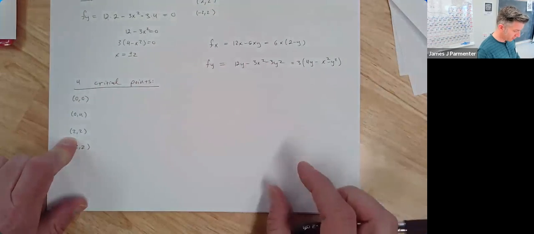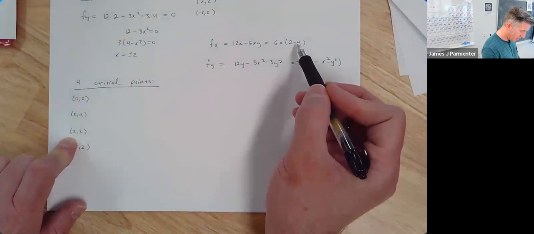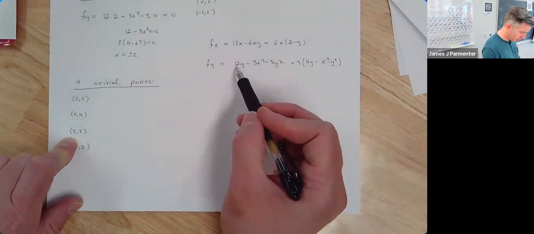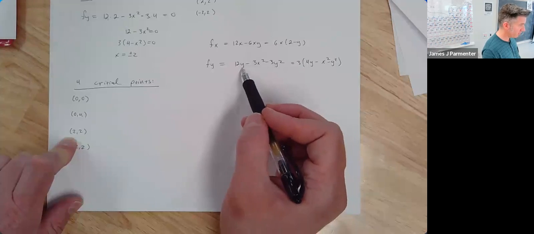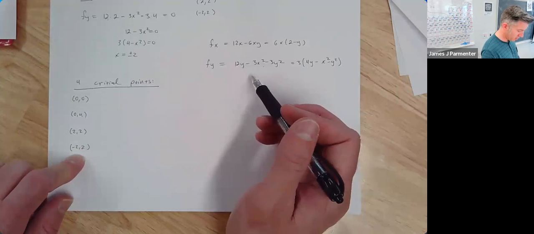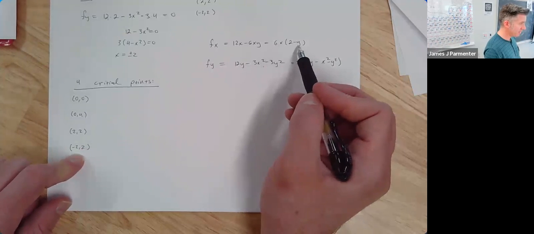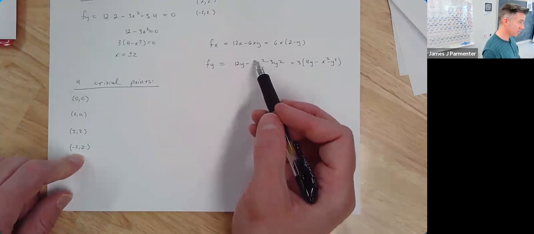If you plug in 2 for x and 2 for y, well, if I plug in 2 for y right there, that's going to be 0. Plug in 2, 2, and 2, I get 12 times 2 is 24, minus 3 times 4 minus 3 times 4, which is 24 minus 12 minus 12, which is 0. And lastly, same thing is true if I plug in negative 2 and 2. Still, y being 2 makes this 0. If x is negative instead of positive, you're still squaring x, so you're still going to get the same result.